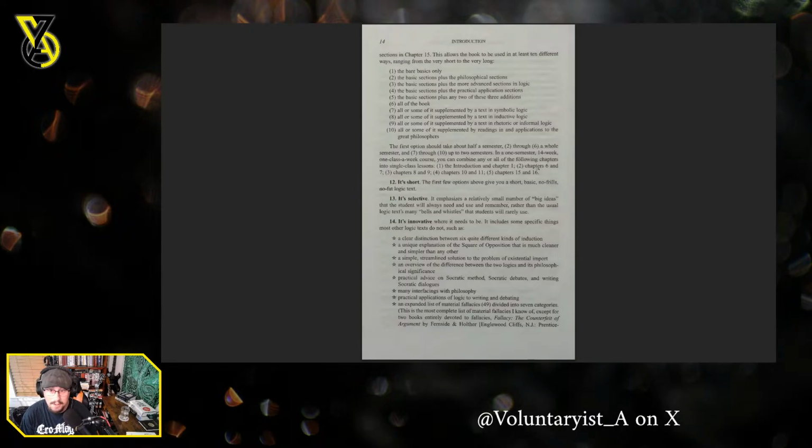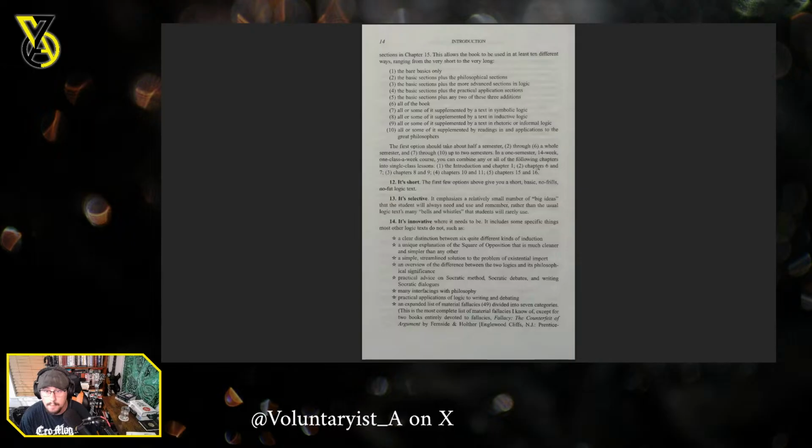Number 7, all or some of it supplemented by a text in symbolic logic. Number 8, all or some of it supplemented by a text in inductive logic. Number 9, all or some of it supplemented by a text in rhetoric or informal logic. Number 10, all or some of it supplemented by readings in and applications to the great philosophers.